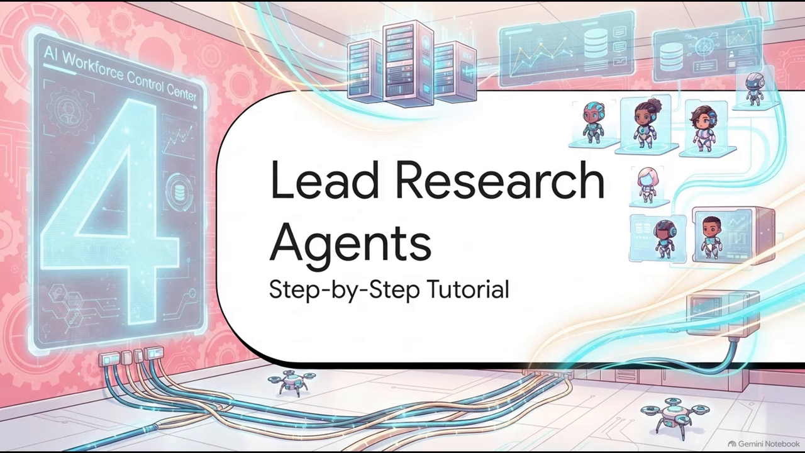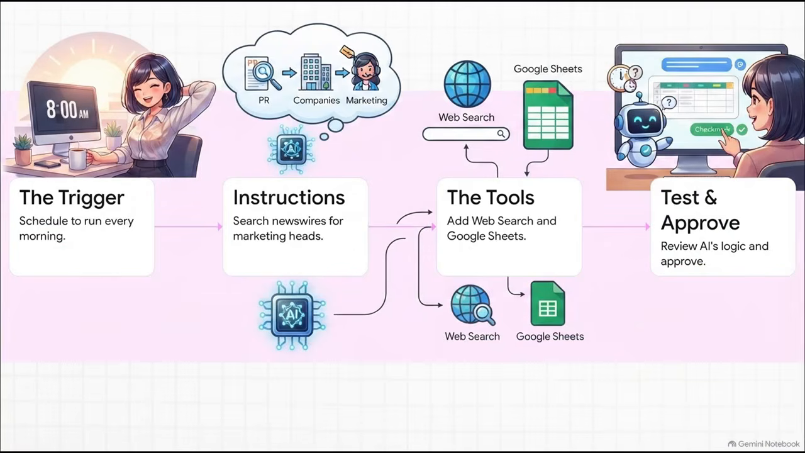Section 4. Building lead research agents. Let's get our hands dirty and actually sketch out Evan Nyssen's real-world lead research agent. It takes 4 simple layman steps. Step 1, the trigger. You just define when it wakes up. Evan set a daily schedule so the agent runs every morning at 8 a.m. Step 2, the instructions. Just type in plain English, search recent PR newswires in my industry, find the companies, and then find their head of marketing. Step 3, the tools. Give it web search to browse the live internet and Google Sheets to log the data.